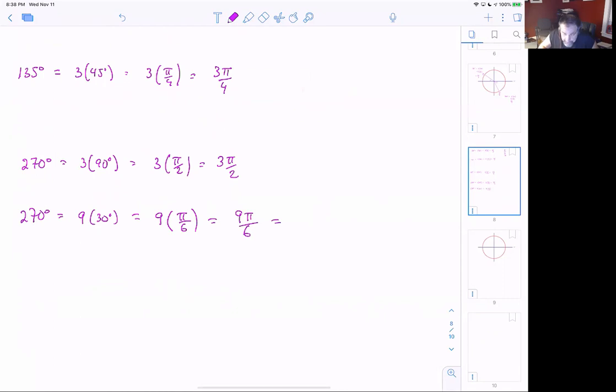But when you simplify this fraction, 9 has a factor of 3 in it, so there's 3 left over. When I take the 3 out of the 6, I've got 2 left over. That leaves me with that 3 pi over 2 we were talking about. So the idea is to use the biggest angle. If you use the biggest angle you can, you're not going to have to simplify it. So that's what you're after.